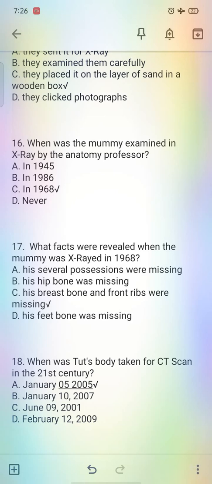His breastbone and front rib were missing. His feet bone was missing. So two bones were missing out of his body. That one was breastbone and front rib. So the third option, that is C, would be correct.